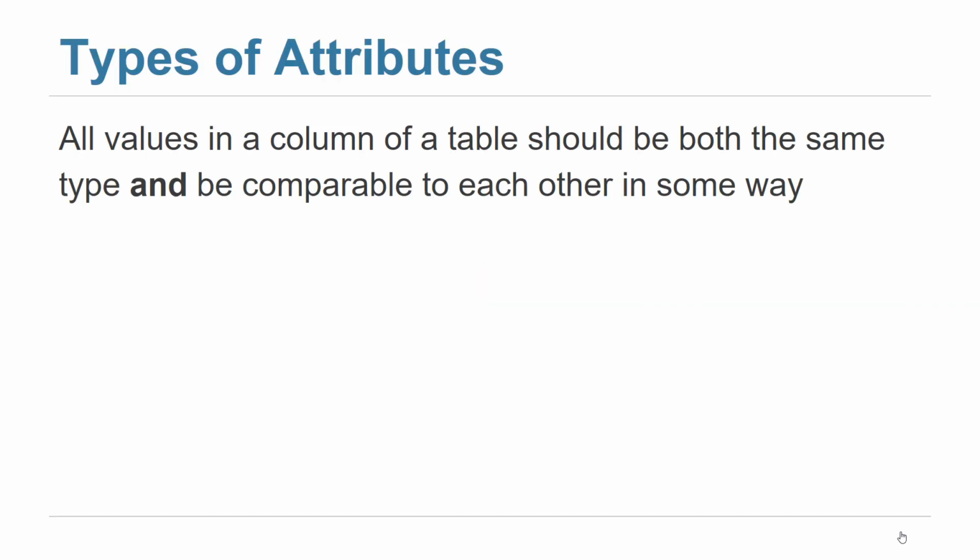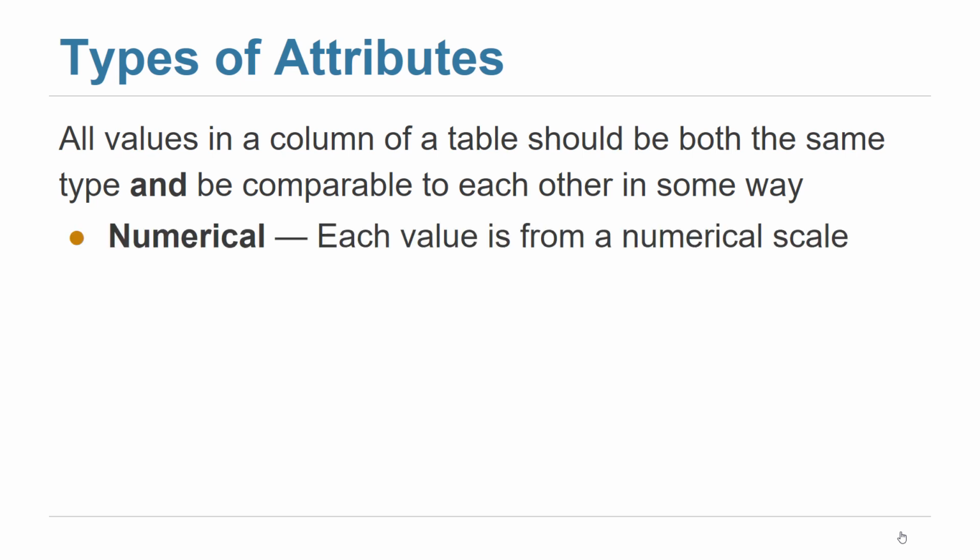Now, what are the types of attributes? We have two general types of attributes. First, before we say the types, all values in a column, or for an attribute, should be of the same type. And also they should be comparable to each other across all the individuals.